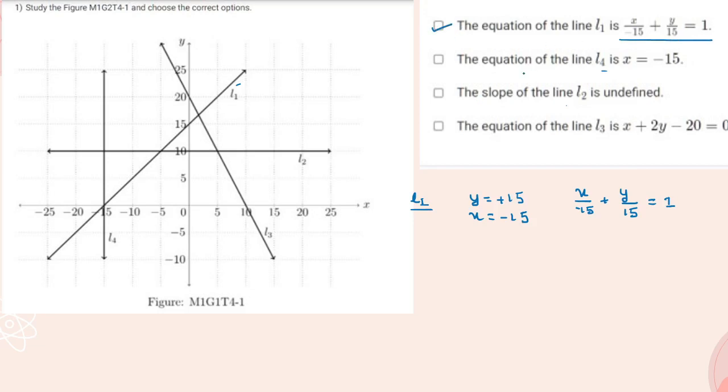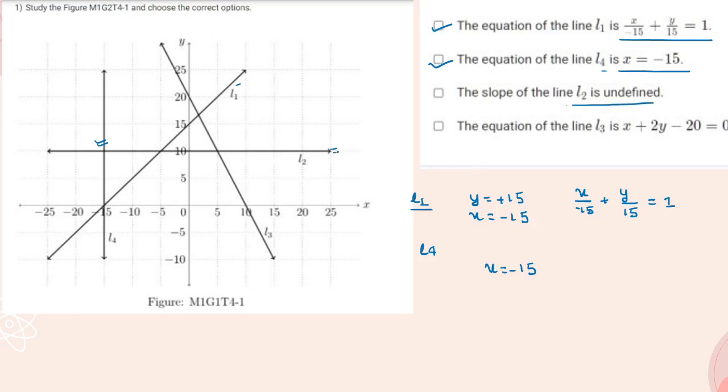Moving to the second one, the equation of line L4 is x is equal to minus 15. This is L4 and it cuts the x-axis at minus 15 comma 0 and it is parallel to the y-axis. So for line L4 its equation will be x is equal to minus 15. So this is correct. The third option is the slope of line L2 is undefined.